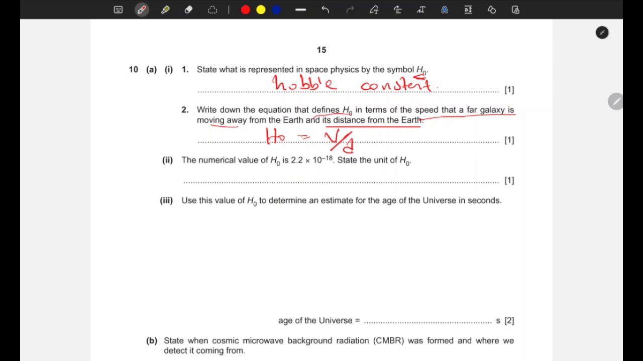And the numerical value of H0 is 2.2 times 10 to the power of minus 18. State the unit of H0. So we can actually derive it because speed is in meters per second and distance is in meters. So the meters cancel, so we're just remaining with second to the power of minus 1. That's the unit. We can also say 1 over second. This is the unit.